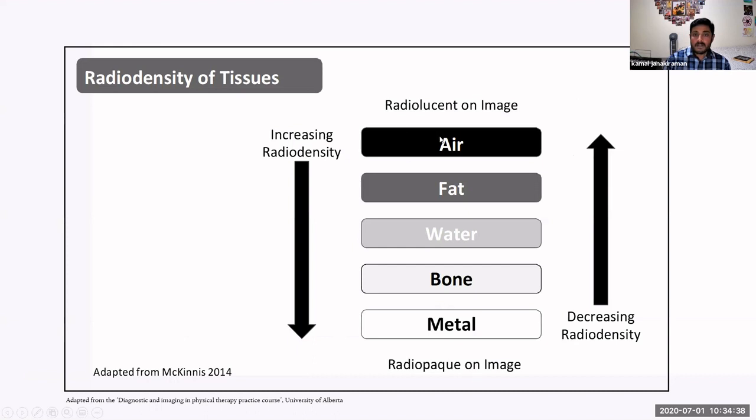When the radio density is decreased, the image is called radiolucent. When you have a high density, it is called radio opaque. So when you see an X-ray, if you see a dark black area, that means that is air. If you see a gray area, that is fat. Light gray area, it is water. And bone is white, and metal is bright white. So this is how you can identify the structures on an X-ray.